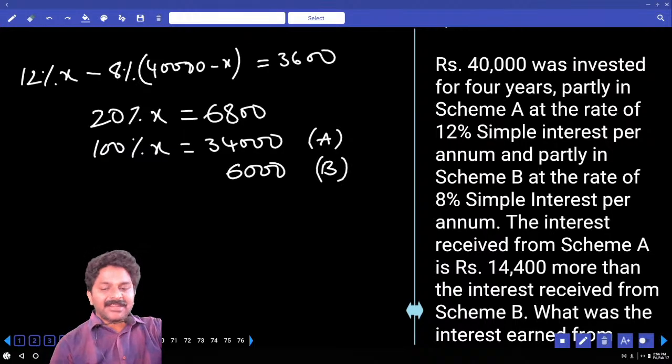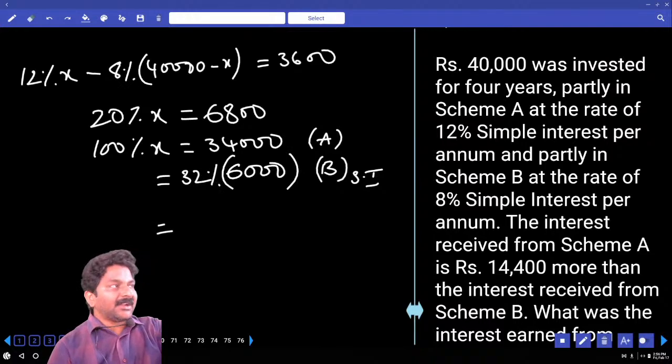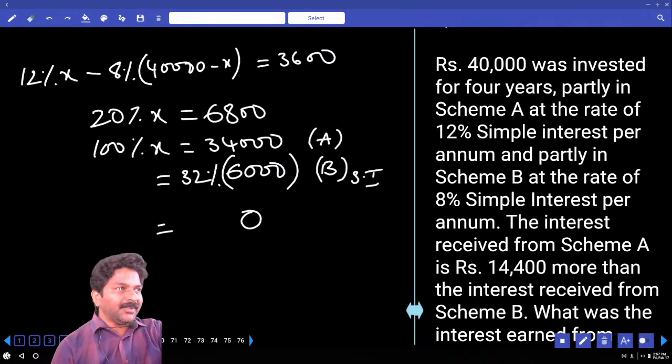But we were asked to calculate simple interest from scheme B, which is given at the rate of 8% per annum. For 4 years, that is going to be 32% of 60. 32 into 1%, 60. 60 has 0, I'll write 0. 32 6 times, 192.